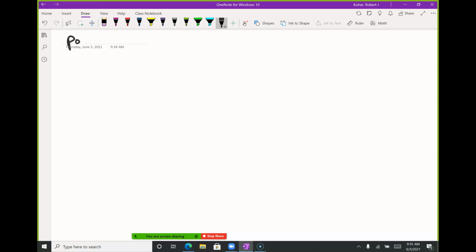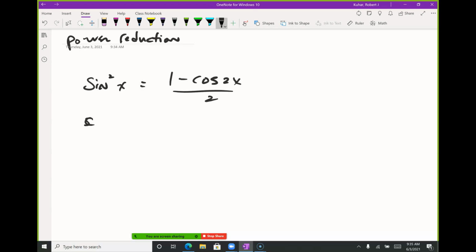So power reduction is the big one. We have two formulas to memorize in our power reduction piece, and these are easy to prove. These are going to be on our formula sheet. Sine squared of x is the same as (1 minus cos 2x) over 2, and cos squared x is (1 plus cos 2x) all over 2. So these are my power reduction formulas, right?